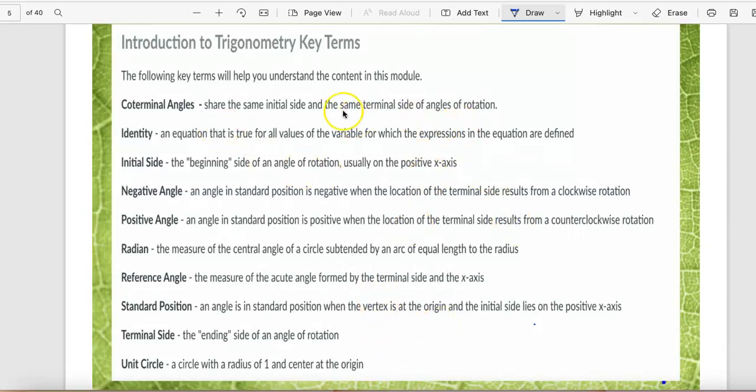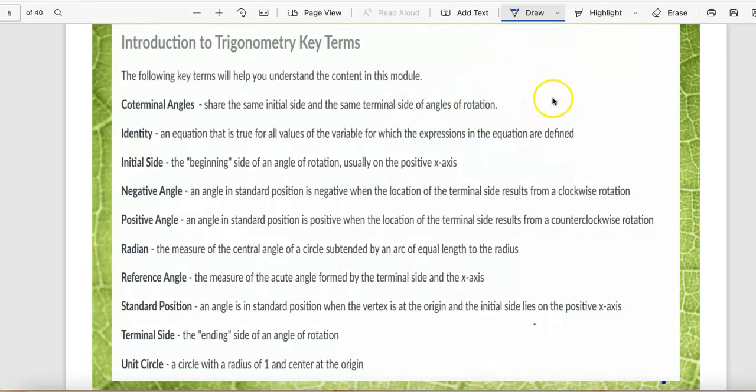Coterminal angles. Co means two, so we are talking about two angles that share the same initial side, where initial means the starting side, and the same terminal side of the angle of rotation. They are called coterminal angles.